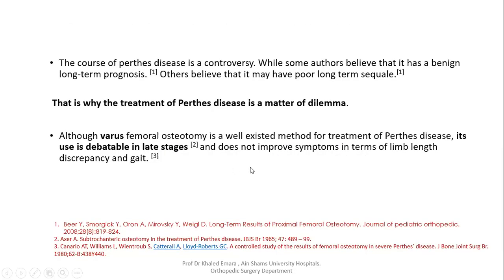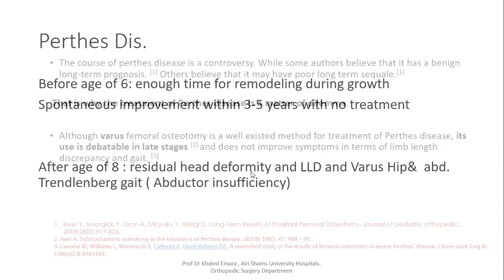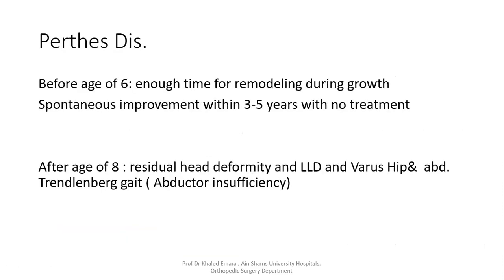What the patient really suffers from in cases of Perthes disease is the abnormal gait and the pain and the shortening and the pelvic obliquity. As you already know, before the age of 6, the child is still growing. So there is enough time for remodeling during the growth. So most of these kids need no surgical treatment because they get spontaneously improved by time. In follow-up of 3 to 5 years, the head gets spherical again, totally normal.